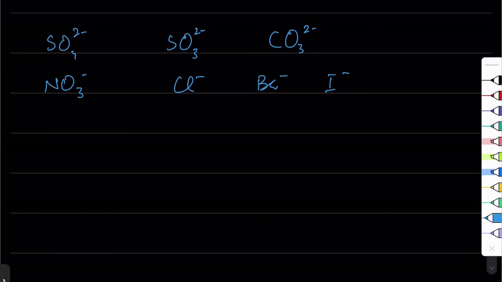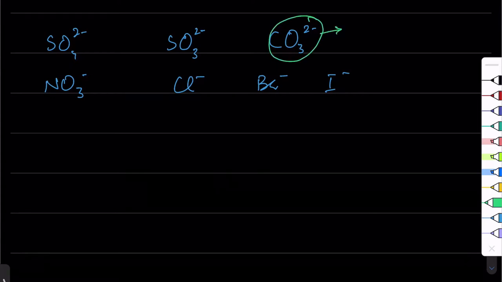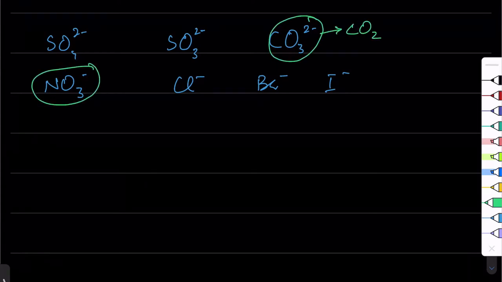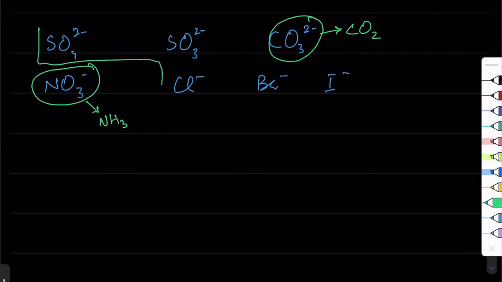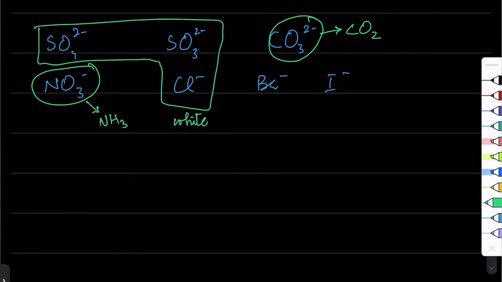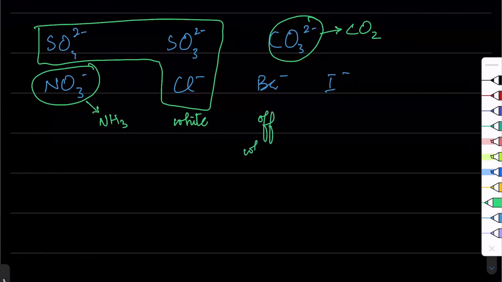Yeah, okay. So here's the thing. Two of these are going to give you gases. This one gives you carbon dioxide. This one gives you ammonia. Okay. The rest of them are going to give you precipitates. These two will give you white precipitate. This will be off-white and this will be yellow.